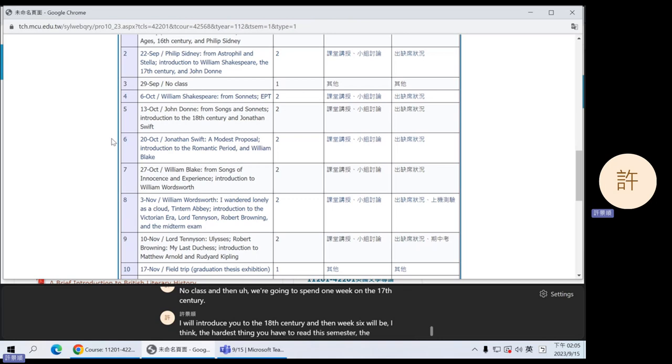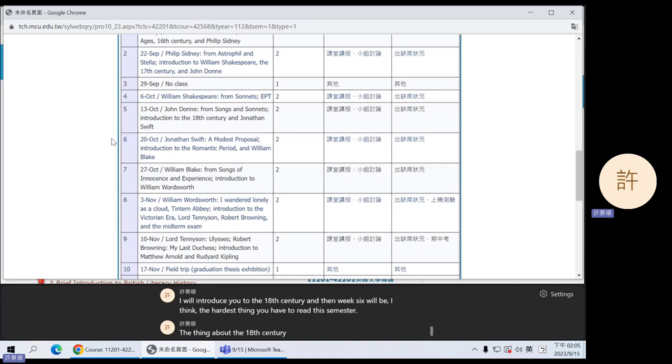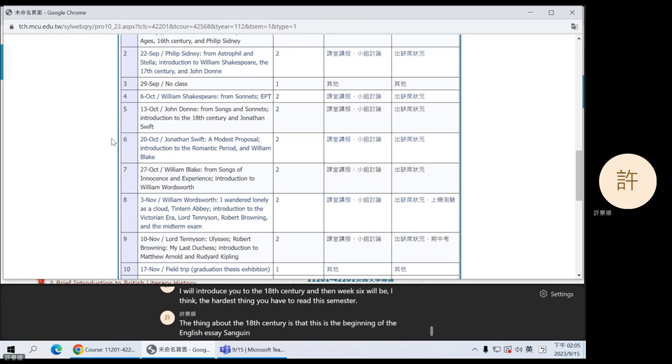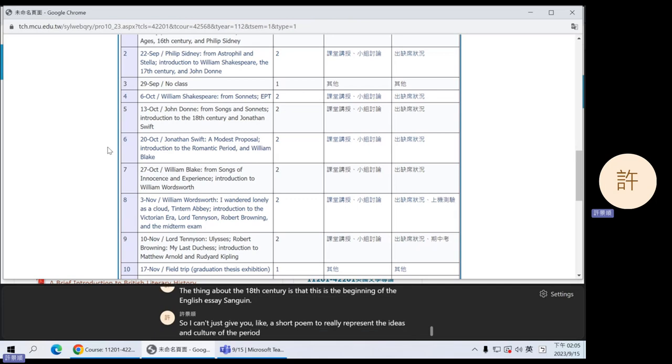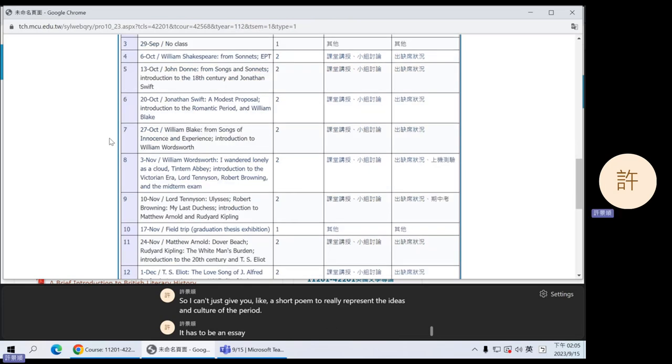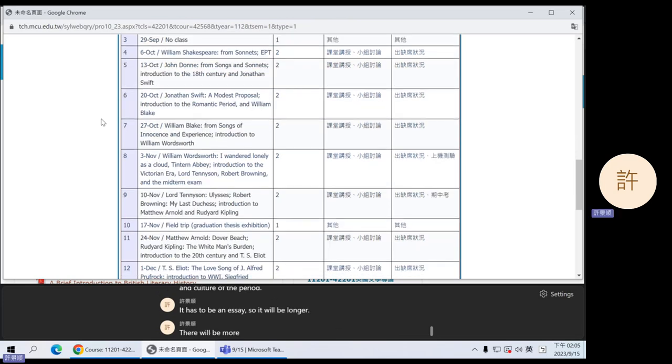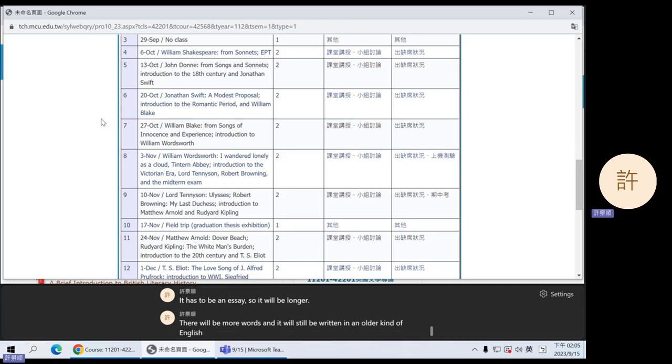The thing about the 18th century is that this is the beginning of the English essay 散文. So I can't just give you like a short poem. To really represent the ideas and culture of the period, it has to be an essay. So it will be longer, there will be more words, and it will still be written in an older kind of English. So I want you to be prepared for week six.